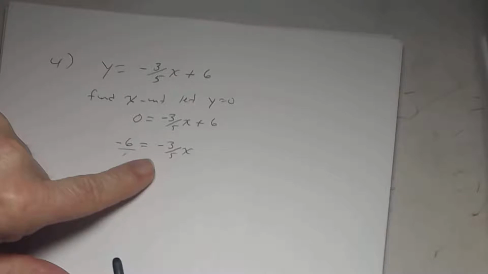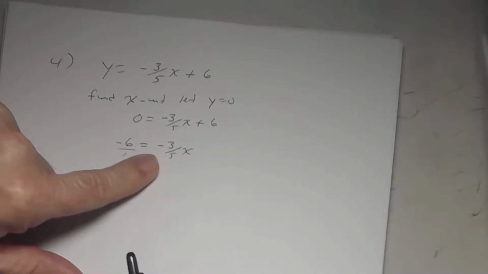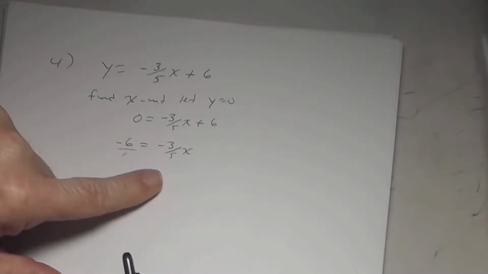No, what's a coefficient though? Tell me the coefficient. -3/5. The coefficient is whatever you multiply the variable by. So this says -3/5 times x. So what am I multiplying x by? -3/5. And the opposite of multiplication is division.